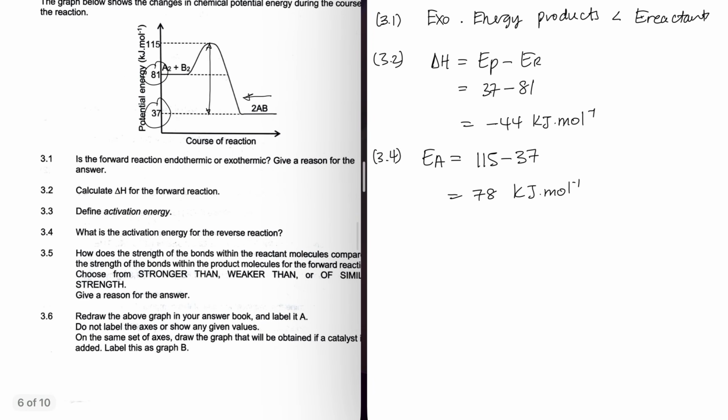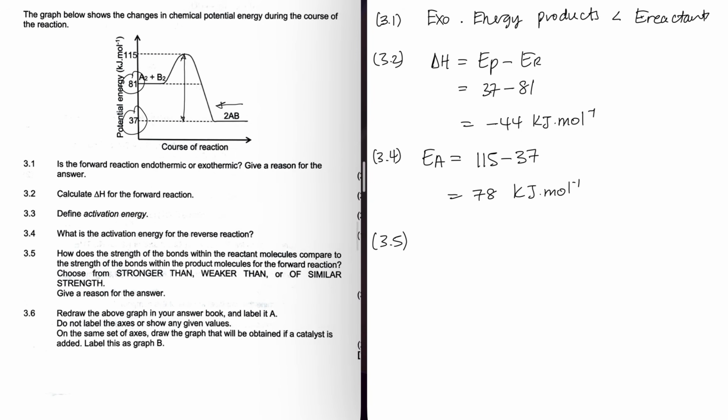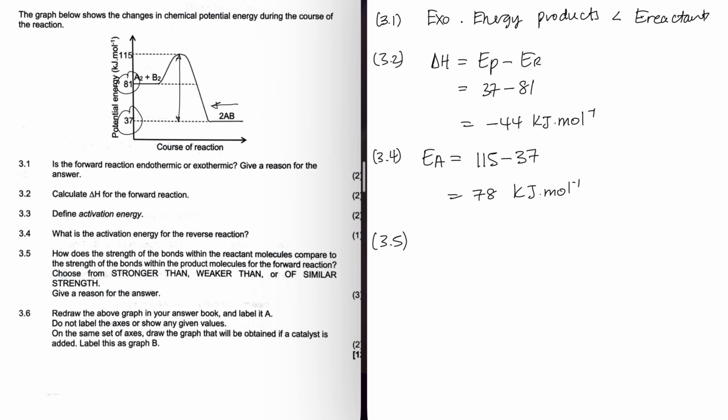Let's take a look at question 3.5. How does the strength of the bonds within the reactant molecules compare to the strength of the bonds within the products? Well, the products are going to be stronger, for the simple reason that they are at a lower energy. So if those molecules are at a low energy, it means that they are more stable and they are going to be stronger. So the products have a lower energy and are more stable.